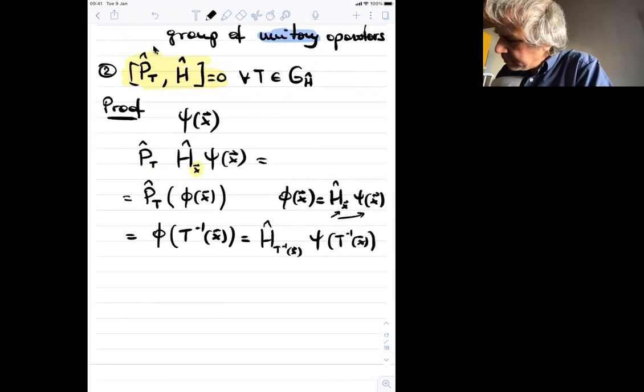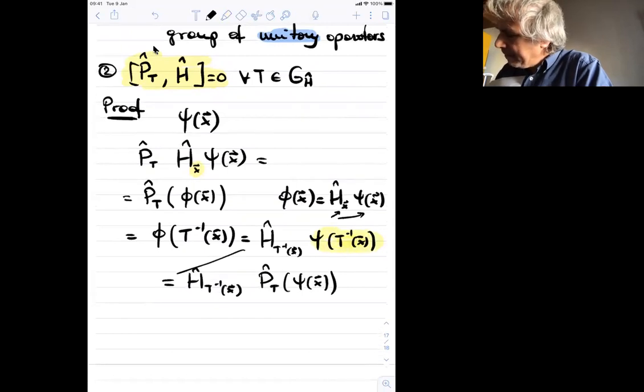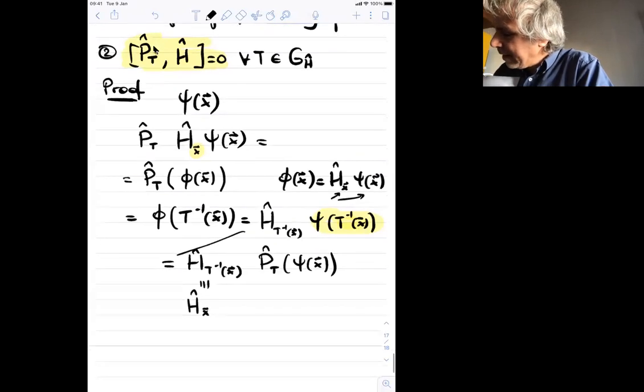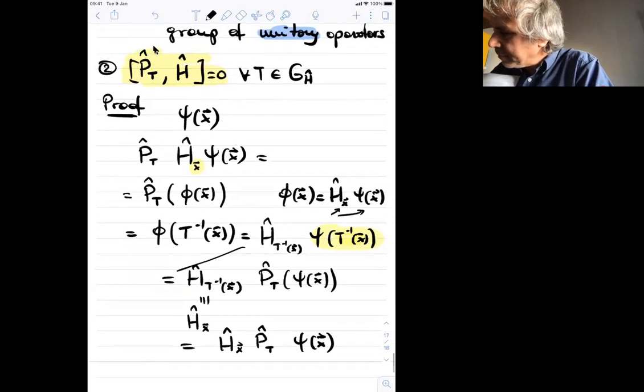This is equal to the Hamiltonian in the variable t to the minus 1 of x times, you see here, this is psi of t to the minus 1 of x. What is it? According to my definition, it is pt acting on psi of x. But the t belong to the invariant group of the Hamiltonian. So this object is in fact coincident with the Hamiltonian at x. And therefore, I have concluded that this is equal to the Hamiltonian acting after pt on the function psi of x. Notice the order is now reversed.